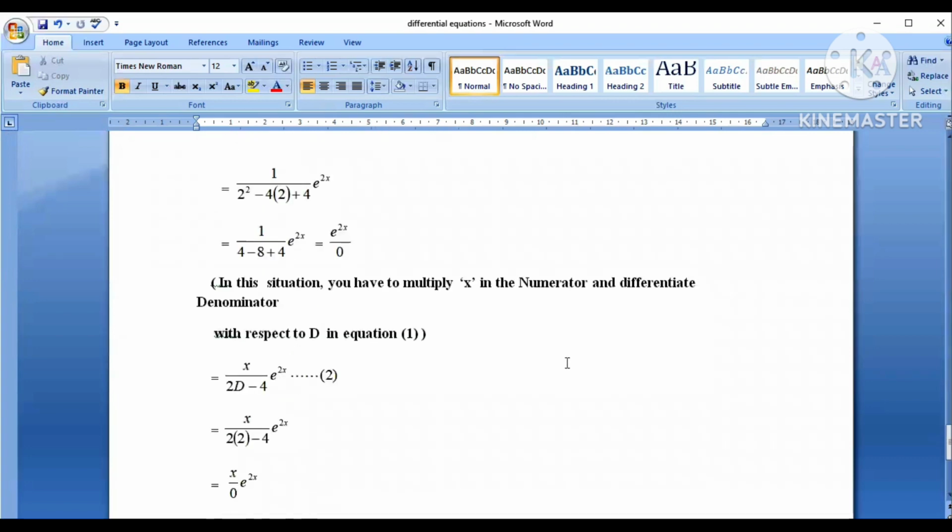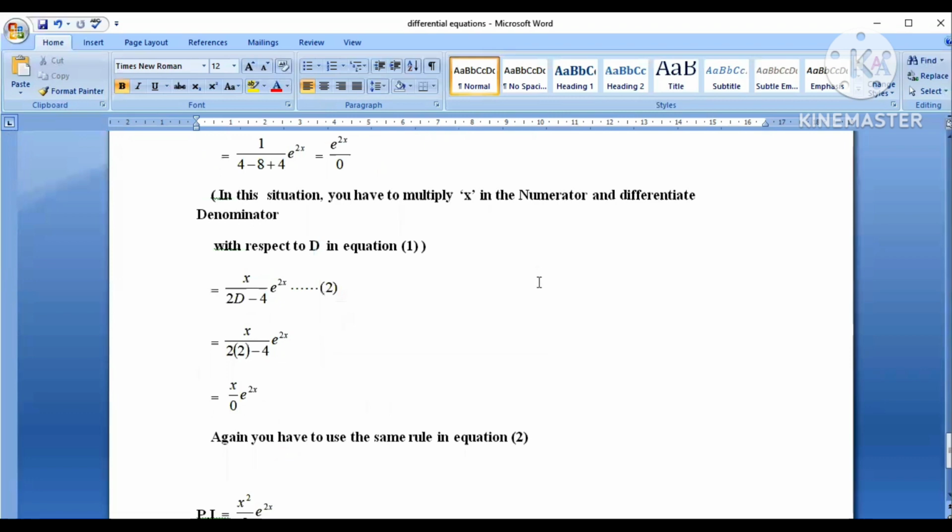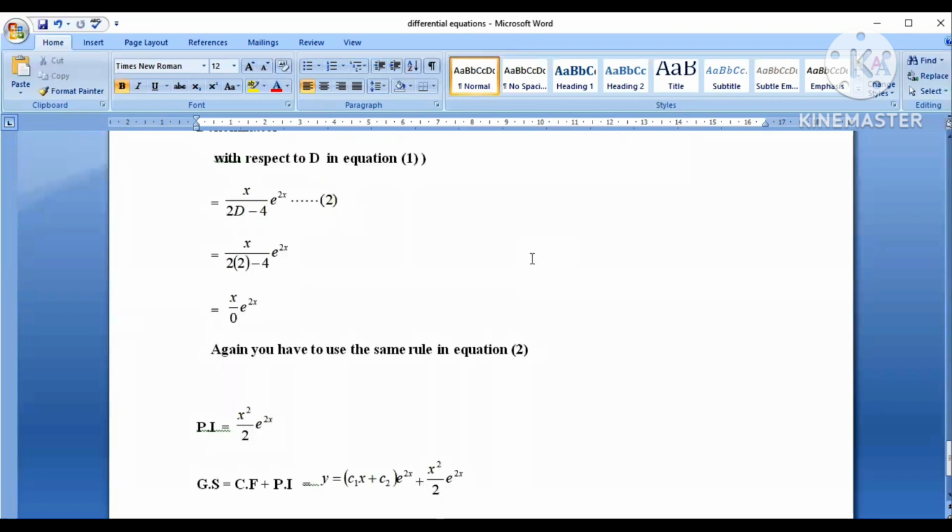So it will become 0. Again, you have to use the same rule. Same rule means multiply x in the numerator and differentiate the denominator with respect to d. So x square by 2 e power 2x. General solution is complementary function plus particular integral, which is y is equal to c1x plus c2 into e power 2x plus x square by 2 into e power 2x.